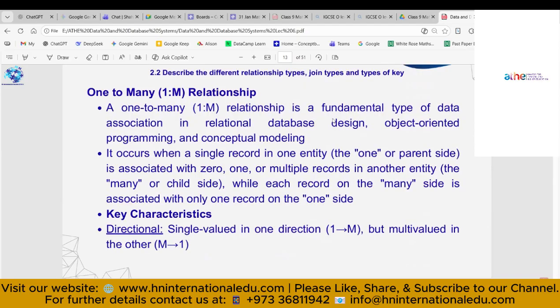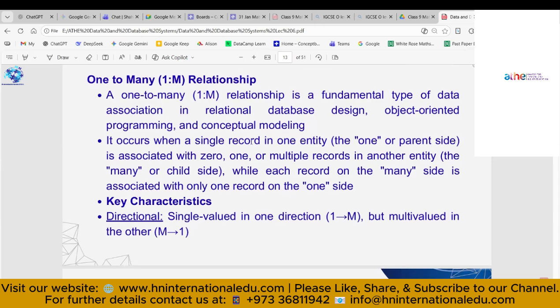One-to-many relationship is a fundamental type of data association in relational database design, object-oriented programming, and conceptual modeling. It occurs when a single record in one entity, the one or parent side, is associated with 0, 1, or multiple records in another entity, the many or child side, in another table, while each record on the many side is associated with only one record on the one side.